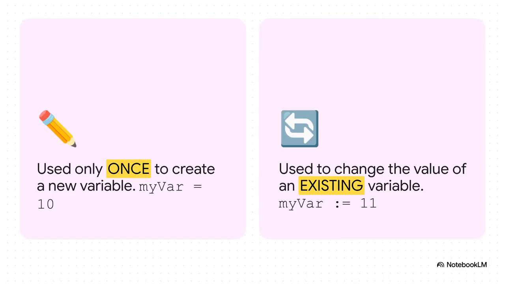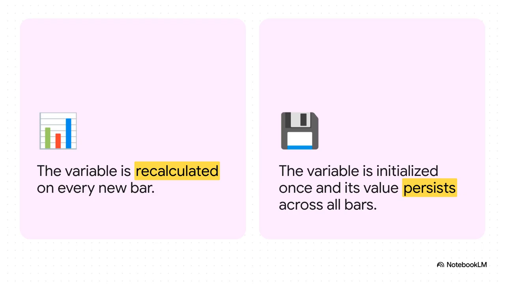Okay, now listen up, because this right here is the number one thing that trips up newcomers. When you create a variable for the very first time, you use a single equal sign. But if you want to change its value later on, you have to use a colon equals. Getting these two mixed up is the most common error by far, so remember this and you'll save yourself a ton of headaches.